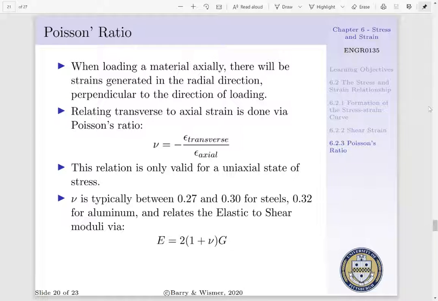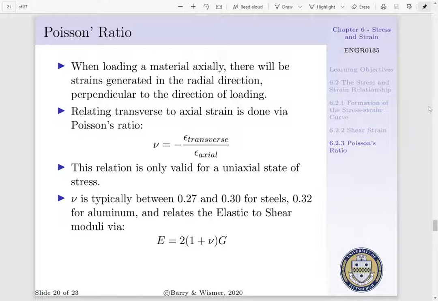Conversely, as we begin to compress a material, as our length decreases, our cross-sectional area must increase. We can relate our transverse to our axial strain via Poisson's Ratio, where nu is equal to the negative of our transverse strain per our axial strain. Now, this relation is only valid for uniaxial loading. Nu is a material property. It exists between 0.27 and 0.30 for steels and around 0.32 for aluminum.